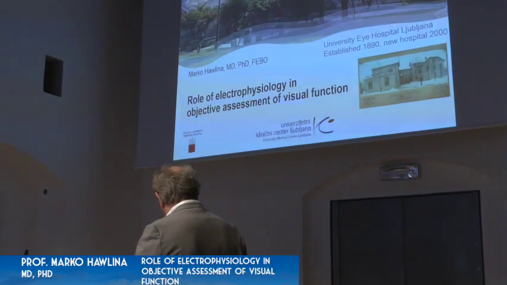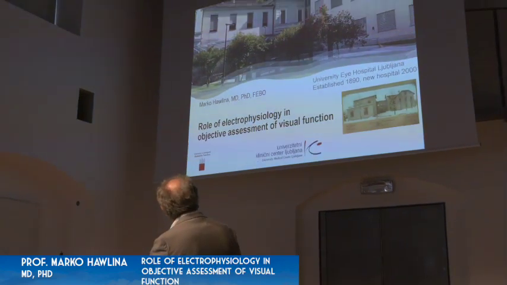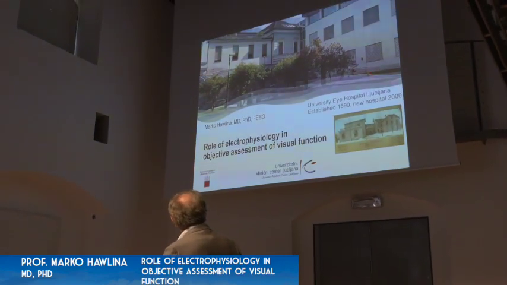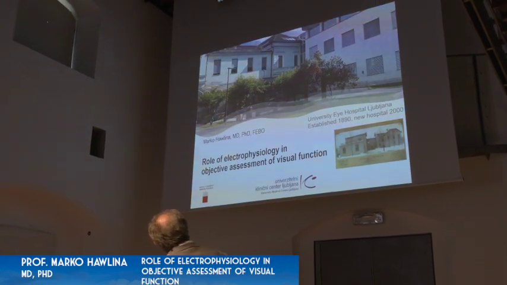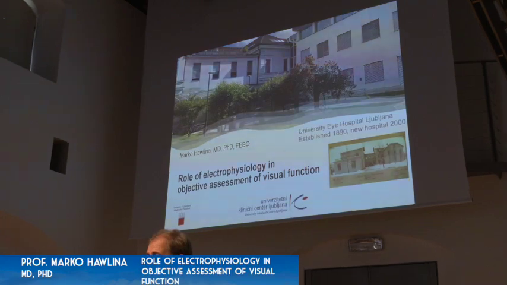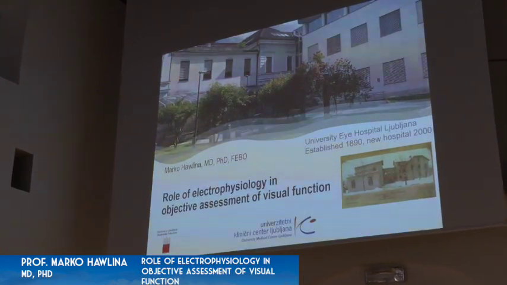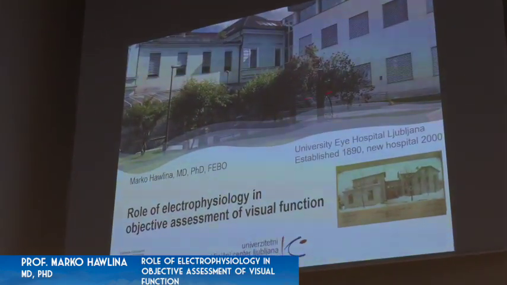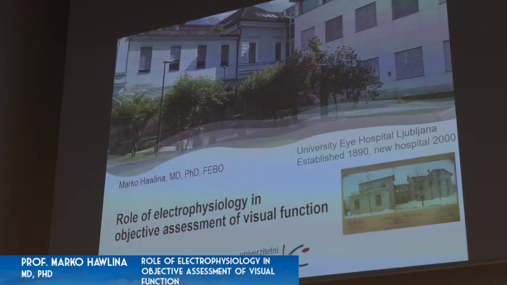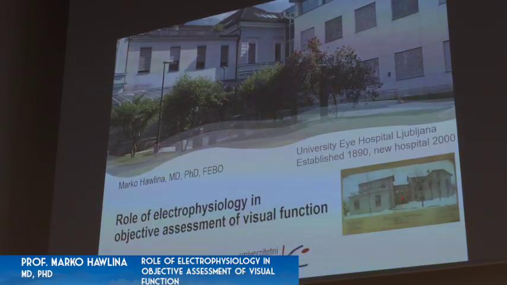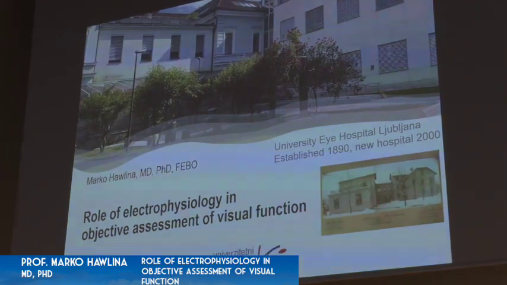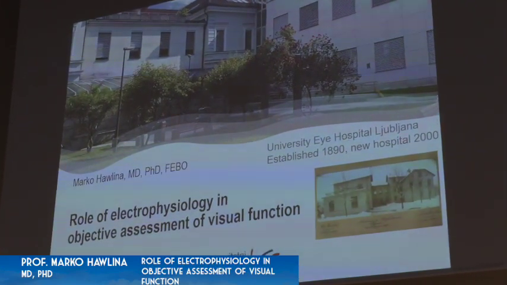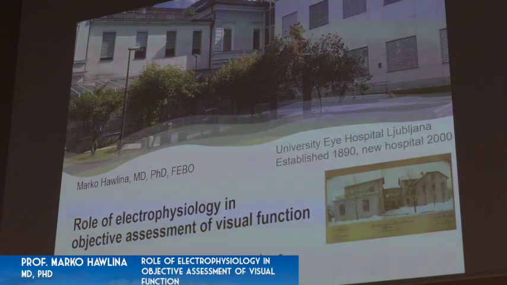And I would just like to say a few words about our eye hospital in Ljubljana, which was established in 1890. It was a building that was too old to be reconstructed, so it was demolished. And in 2000, we moved to a new hospital. And here is the portal of the remains of the old hospital. We left it as a token to history of 134 years this year.